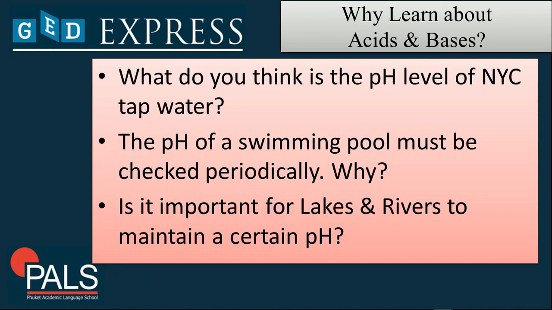And it is important for lakes and rivers to maintain a certain pH so that living species or marine animals can live in those bodies of water. Because if not, there could be a calamity which can kill those marine animals, such as fishes, if the lakes and rivers are highly acidic or highly basic.